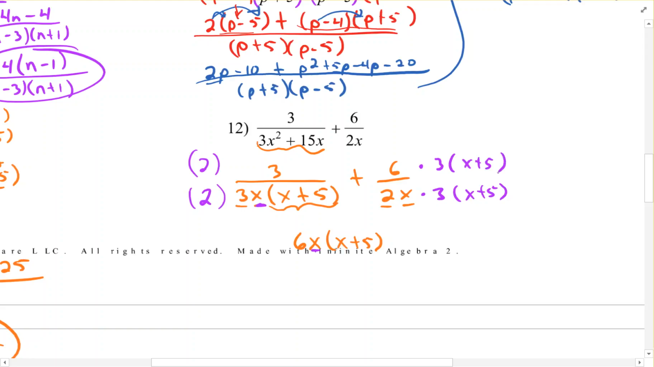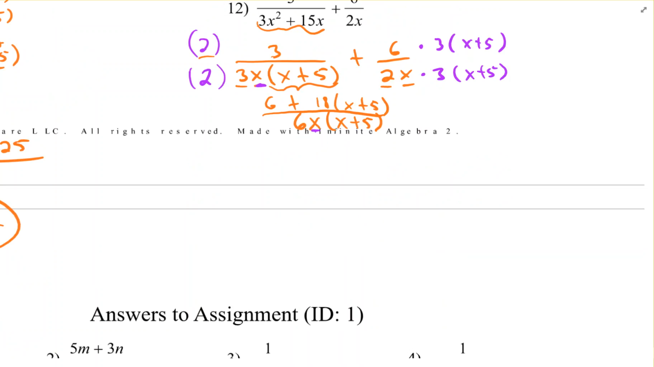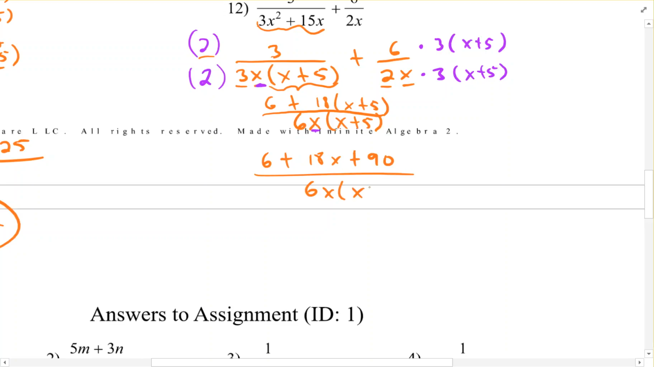Okay, so if we do that now, let's write what we have on the top. So in the top we're left with 2 times 3, so 6, plus, now this was 18, and I'll just leave it like this for now, 18 times x plus 5. Now let's expand the top here. So we've got 6 plus 18x plus 90 all over 6x times x plus 5.